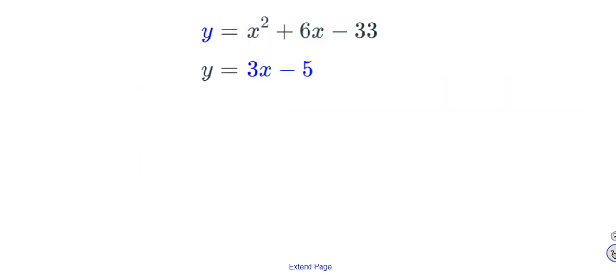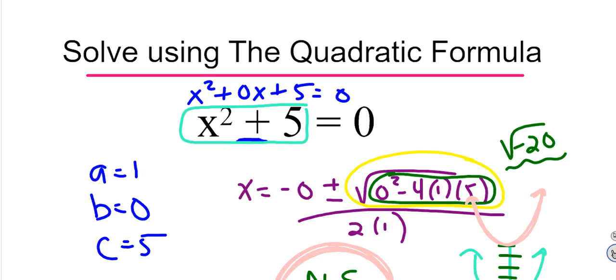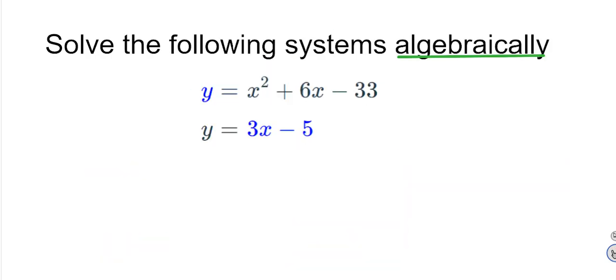Let's see. What does it say? Solve the following systems algebraically. All right, we're going to have to use substitution here. When we have two linears, we can use elimination or substitution, but when you have a linear and a quadratic, you only get to use substitution. So here I see that y is the same thing as 3x minus 5. So when I see my y, I'm going to plug in 3x minus 5.